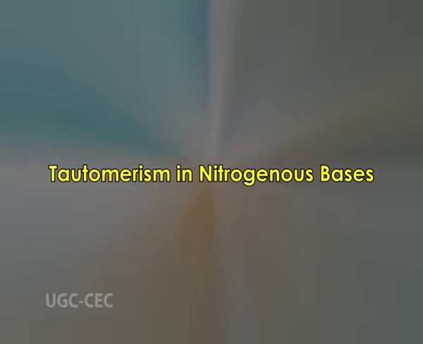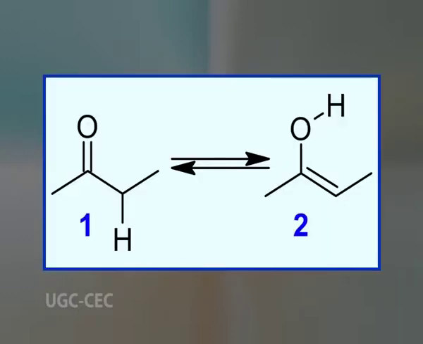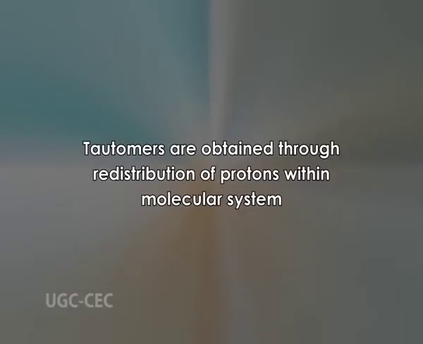Now we will understand tautomerism in nitrogenous bases. Compounds that exist in two structural isomeric forms which are mutually interconvertible and exist in dynamic equilibrium are called tautomers, and the phenomenon is termed as tautomerism. Tautomers are obtained through the redistribution of protons within the molecular system. Thus, tautomerism does not cause change in chemical formula, but the structure of the molecule is changed due to movement of proton from one site to another.